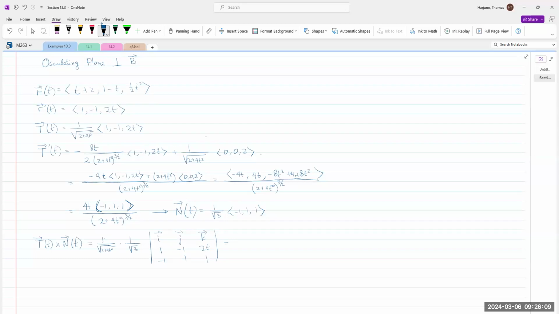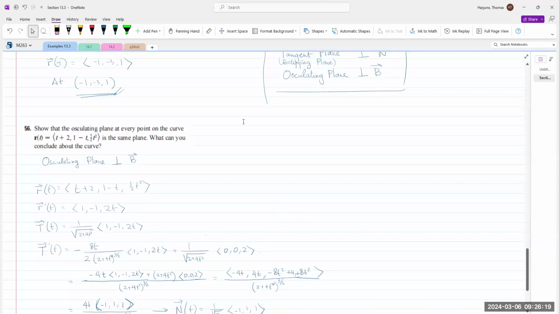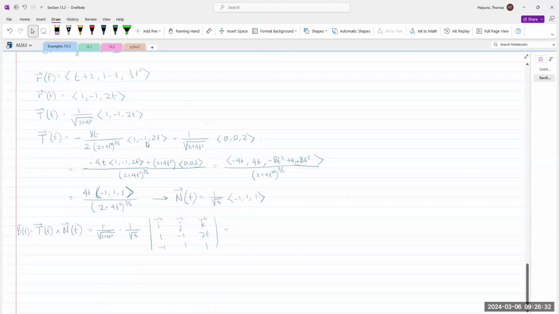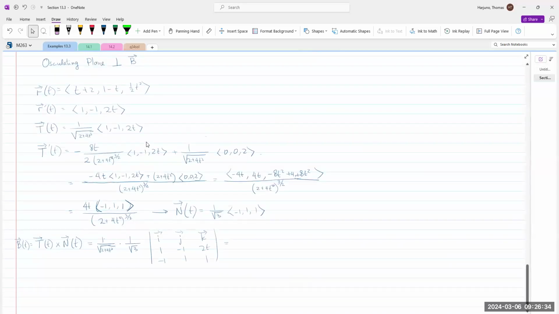So the unit binormal vector at time t, why do I suddenly question if it's supposed to be a constant? Because that's the statement I made earlier, right? That if the osculating plane is the same plane, then I need to show that the unit binormal vector should be constant, which apparently it is not. Kind of strange, huh?